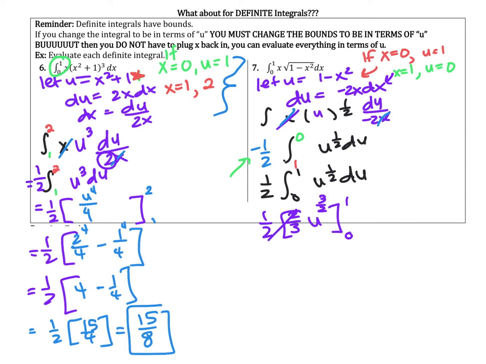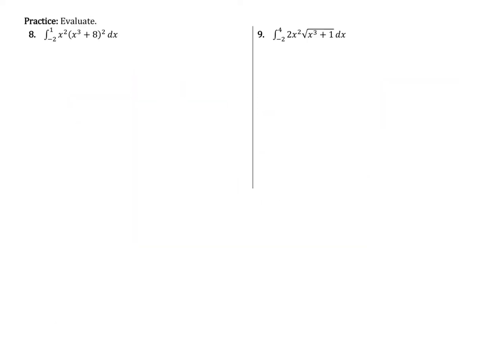I'm going to deal with this scalar. 1/2 times 2/3 is going to become 1/3 times 1 to the 3 over 2 minus 0 to the 3 over 2. Well, 0 to the 3 over 2 is just 0. 1 to the 3 over 2 is just 1, so this is going to become 1/3 times 1, which is just going to be 1/3. Let's look at some more problems.